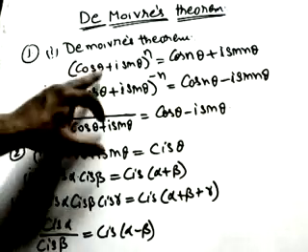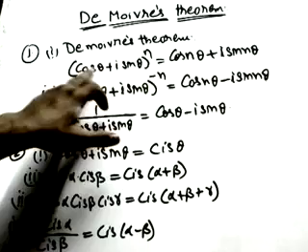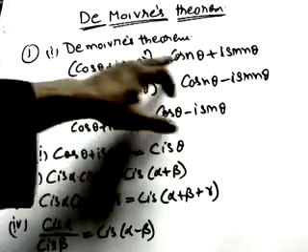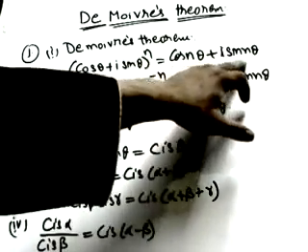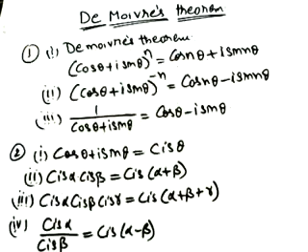(cos theta plus i sin theta) whole power n. This n will come here: cos n theta plus i sin n theta. This n will come here.